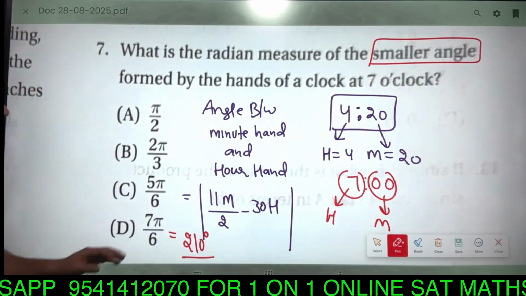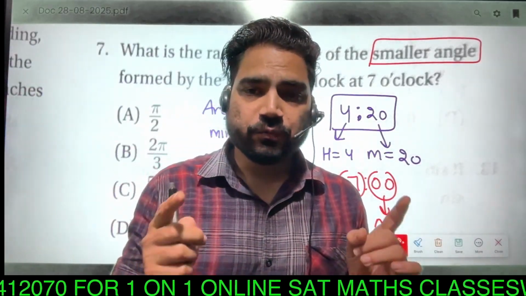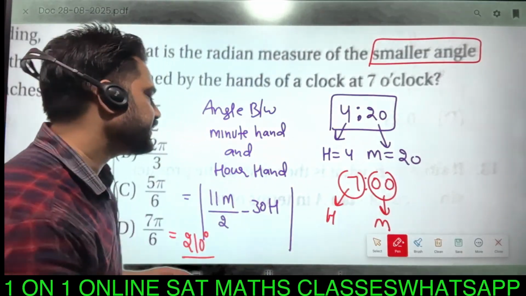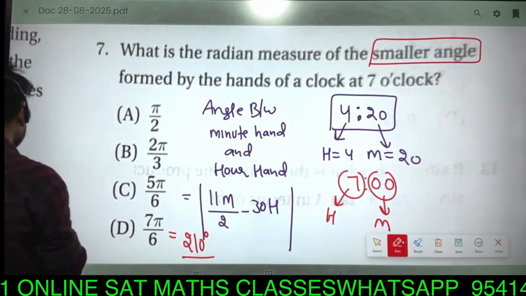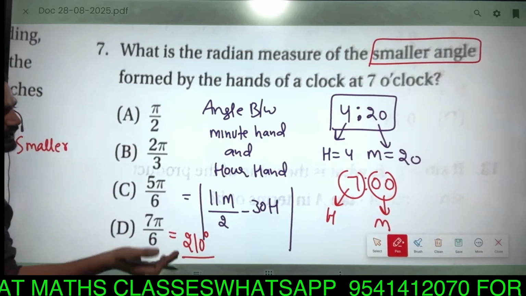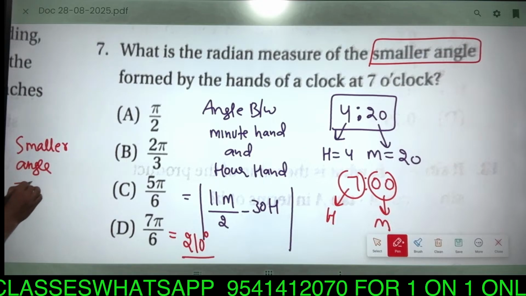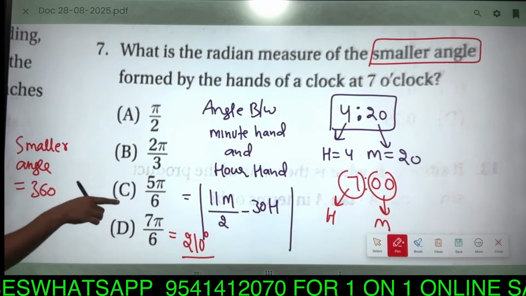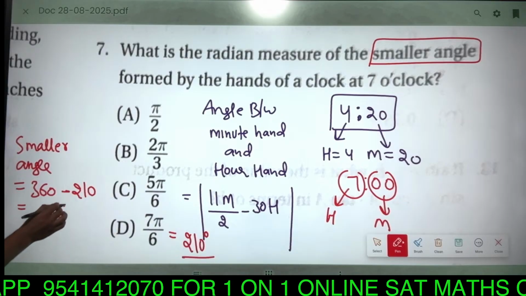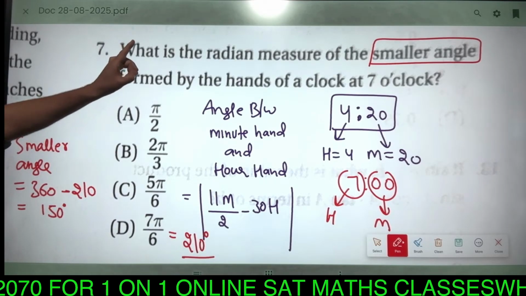So now the angle 210 is not the smaller angle. How to find the smaller angle? We have to subtract this angle from 360 degree and then we can find the smaller angle. See, if the angle is above 180, it is not a smaller angle. Smaller angle is less than 180. So we will subtract this 210 from 360 and we will get 150. 150 is our smaller angle, and now we have to tell what is the radian measure.